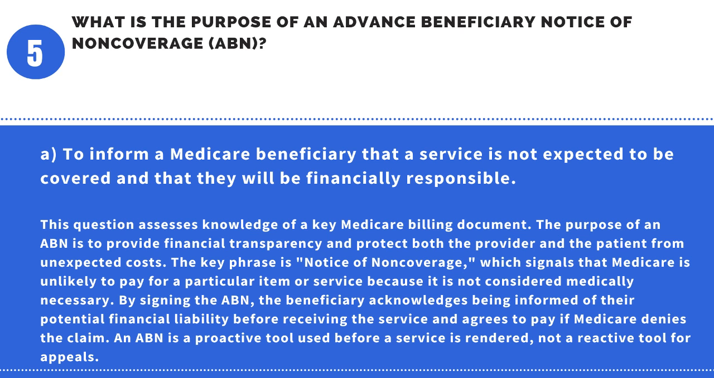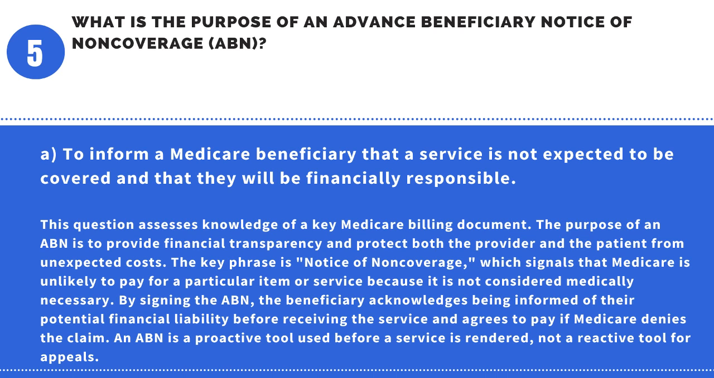Answer: A. To inform a Medicare beneficiary that a service is not expected to be covered and that they will be financially responsible. This question assesses knowledge of a key Medicare billing document. The purpose of an ABN is to provide financial transparency and protect both the provider and the patient from unexpected costs. The key phrase is Notice of Non-Coverage, which signals that Medicare is unlikely to pay for a particular item or service because it is not considered medically necessary.